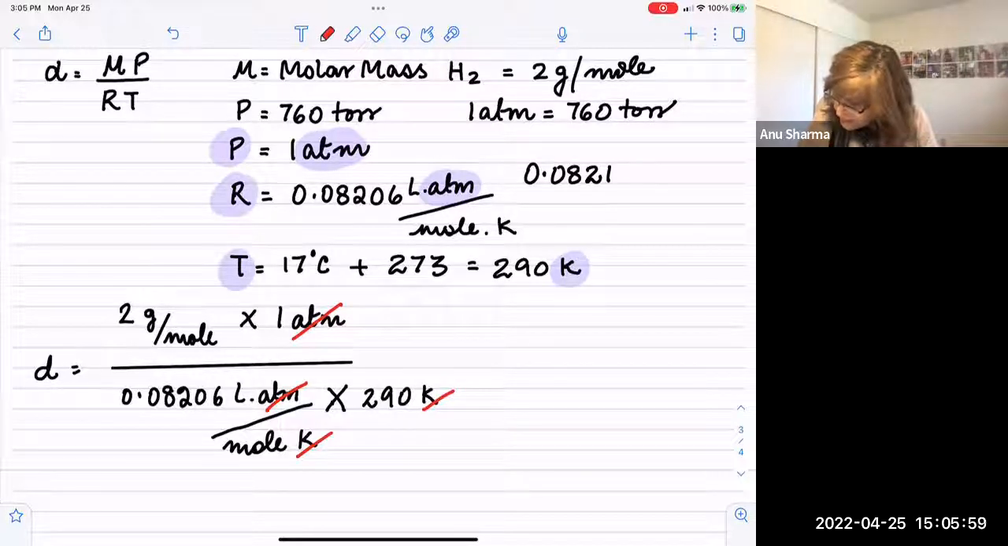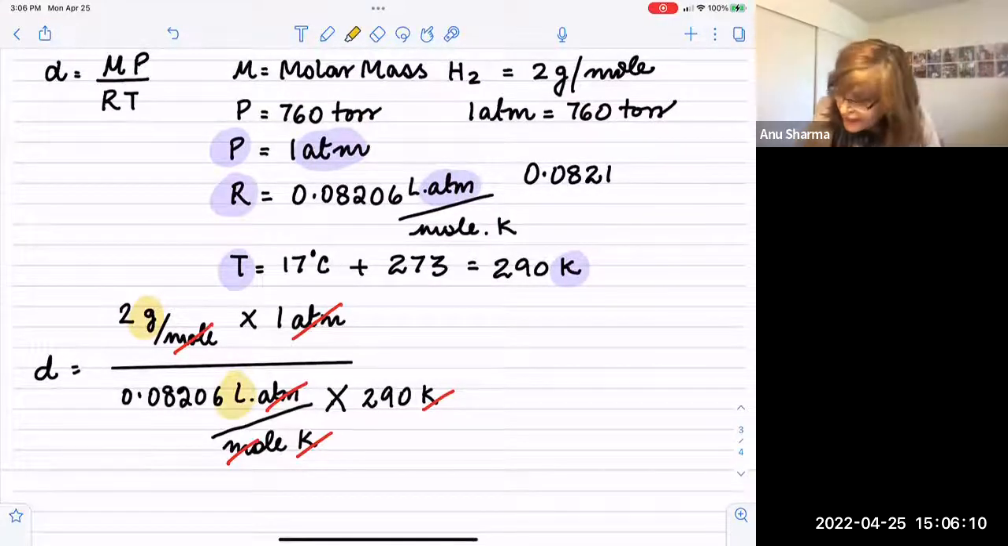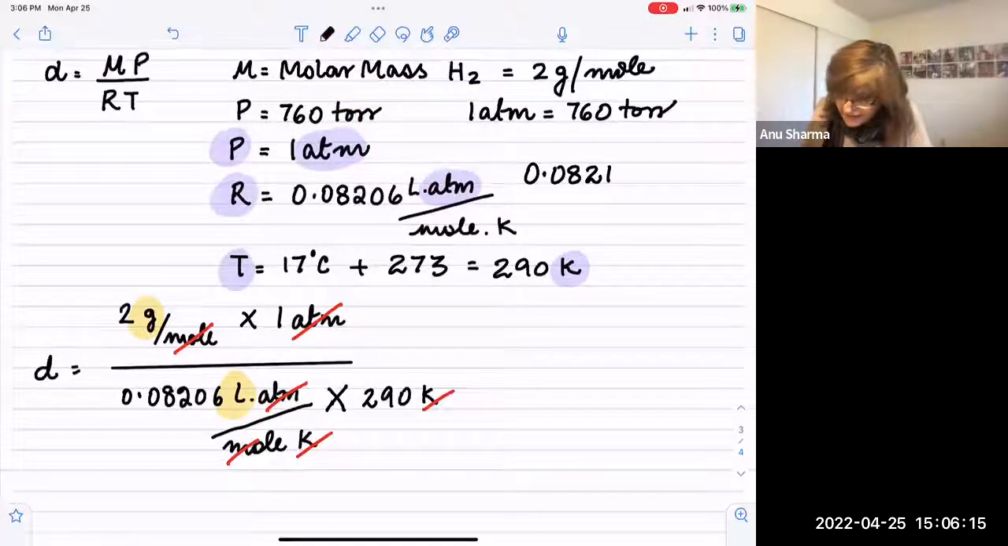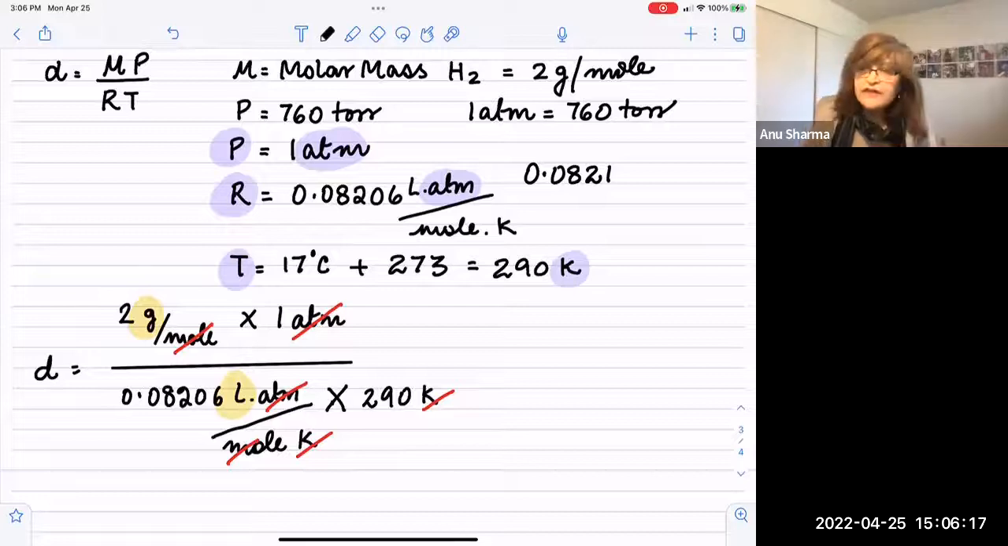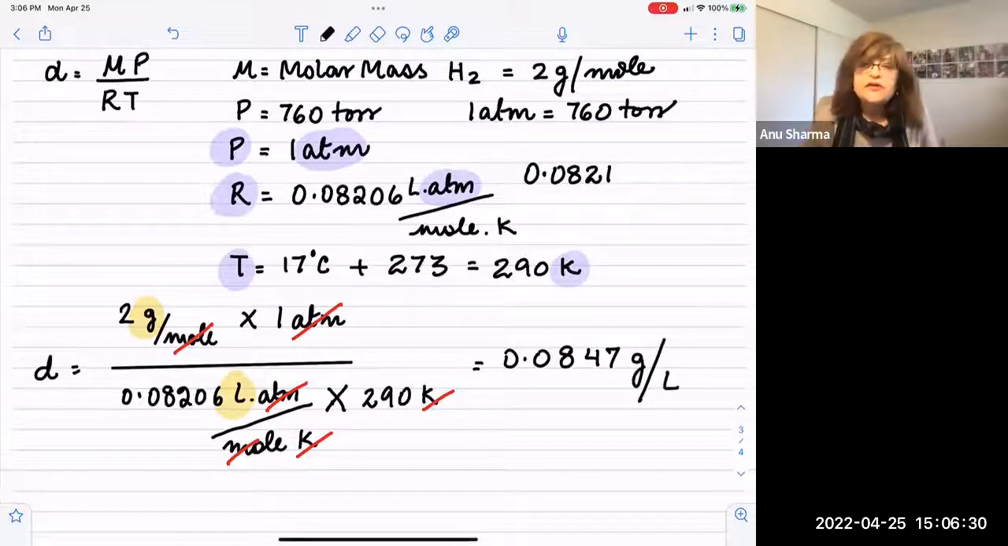and the moles and mole cancel out. So you're just left with the units of grams and liters, and these are the units for density. When you do all these calculations, you are going to get the answer. Density is equal to 0.0847 grams per liter. So that's the answer.